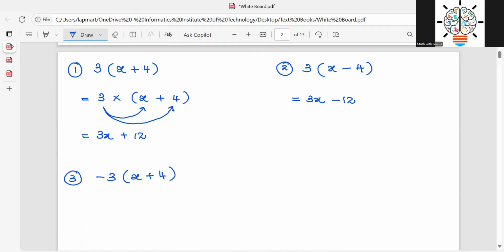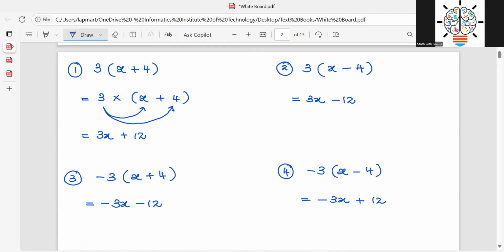Now what happened? Negative 3 times x, negative 3x. Negative 3 times 4, negative 12. Right? So then let's say you have negative 3, x minus 4. Then the negative 3 times x, negative 3x, negative 3 times negative 4, positive. Hope it is clear, right?